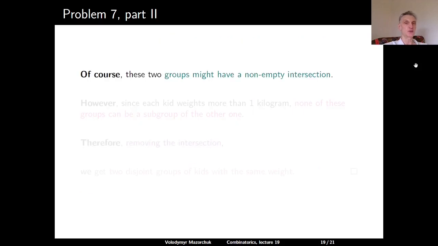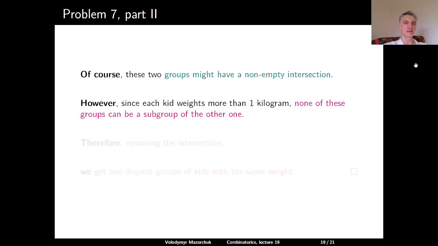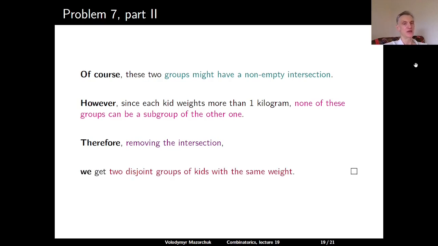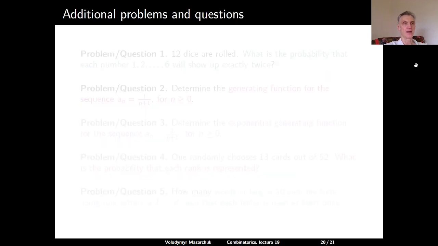Of course, these two groups might have a non-empty intersection. However, since each kid weighs more than 1 kilogram, none of these groups can be a subgroup of the other one. Therefore, we can remove the intersection and we get two disjoint groups of kids with the same weight. And this completes the proof of problem 7.